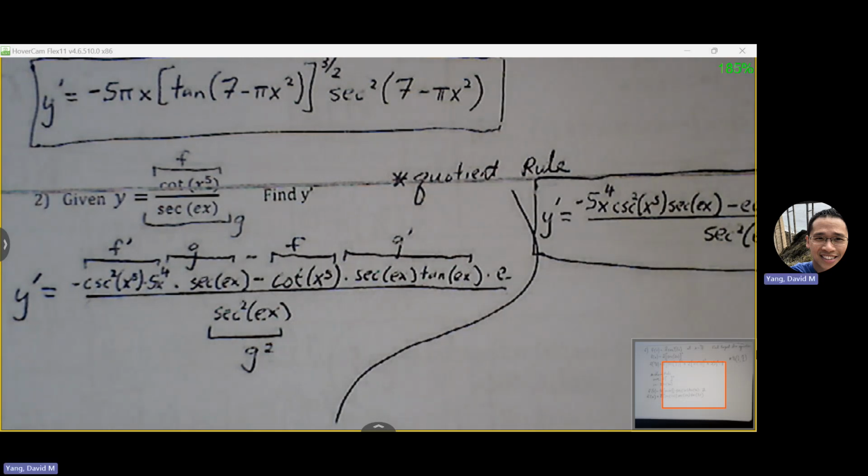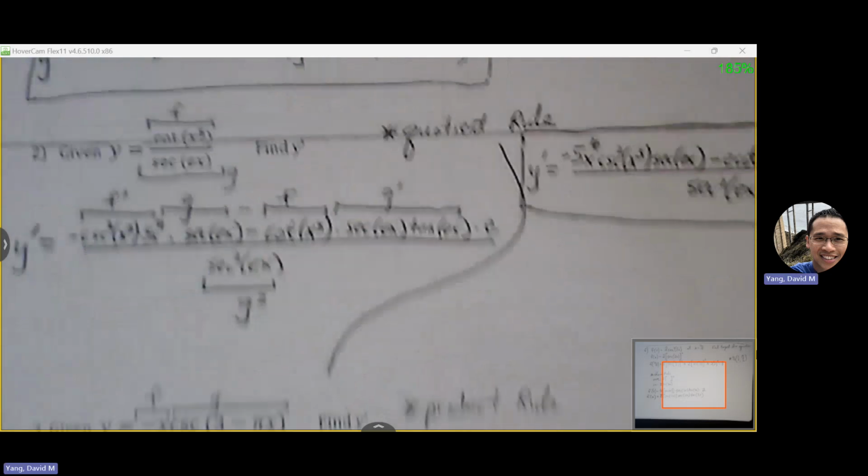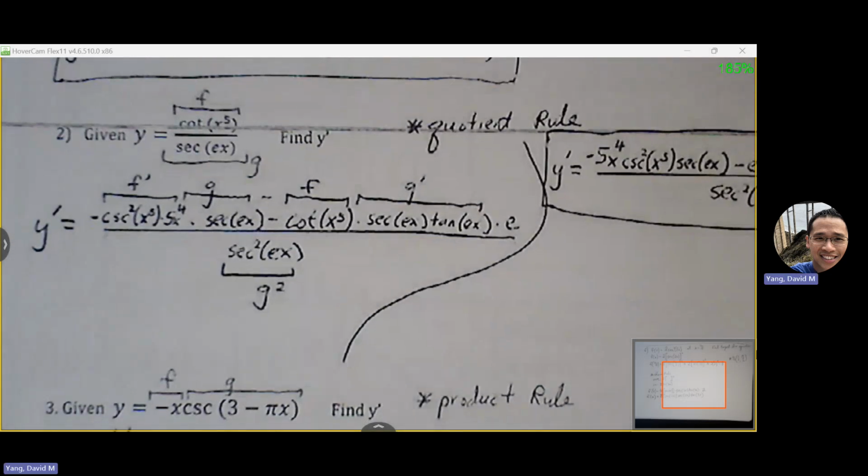Okay, number 3. You either recognize the need for product rule for number 3.